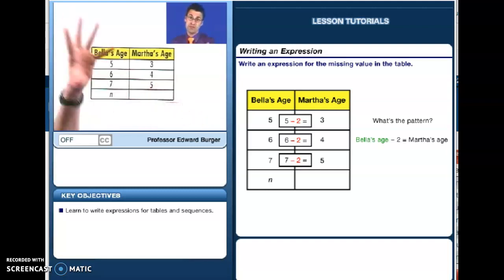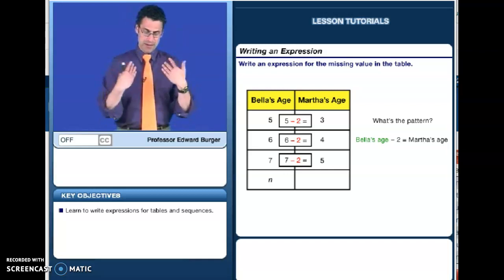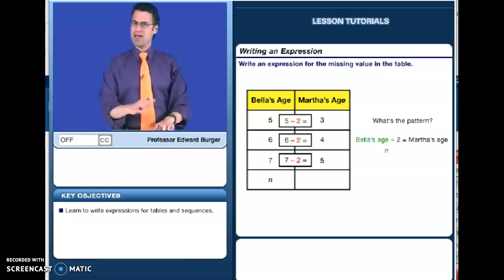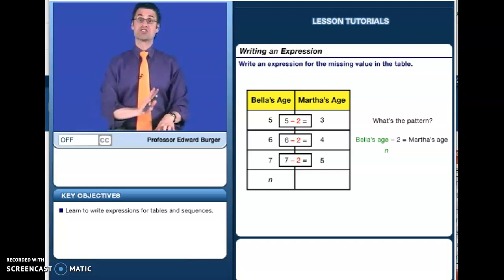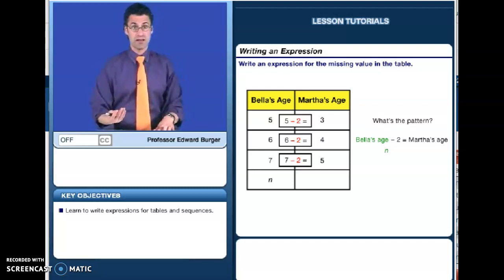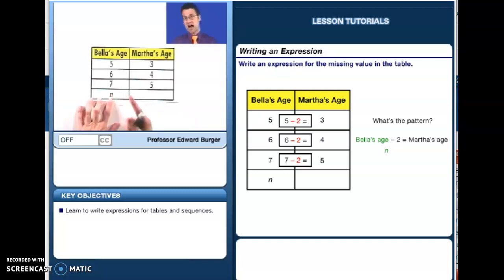So now here's the big finish. The big finish is, suppose that we just say that Bella's age is n. Now n's not a number, but we're thinking about it as an unknown. It's some number and we just don't know what it is. It's unspecified. But I'll tell you something. If Bella's age is n, I think you know how old Martha is. What would Martha's age be?